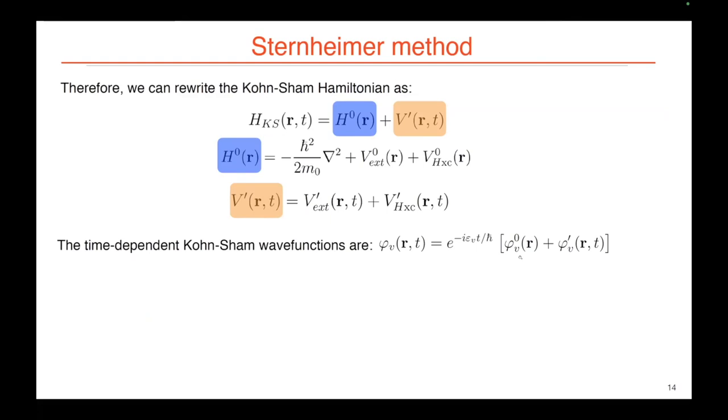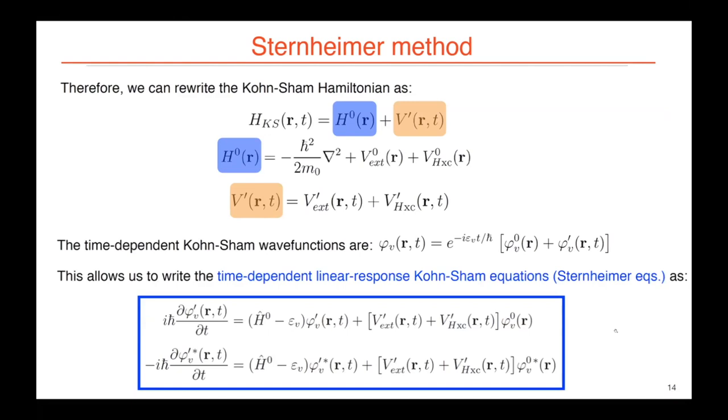And then we end up with the system of time-dependent linear response quantum equations that are known as Sternheimer equations. These are the same Sternheimer equations that we saw in the lecture of Professor Giannozzi, but that was the static case, so there was no time, or time zero. Well, in this case, we write these Sternheimer equations in the time domain. And we have two equations. The first one is the resonant, the second one is anti-resonant. The first one is written for the response wave function phi prime, while the second one is for the response phi prime complex conjugated. So we need to solve these two equations simultaneously.